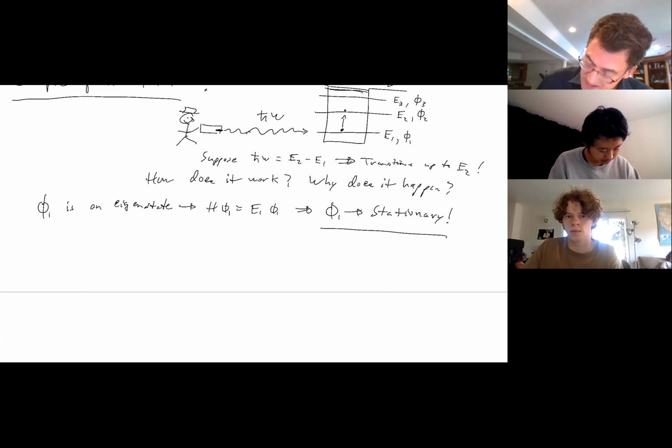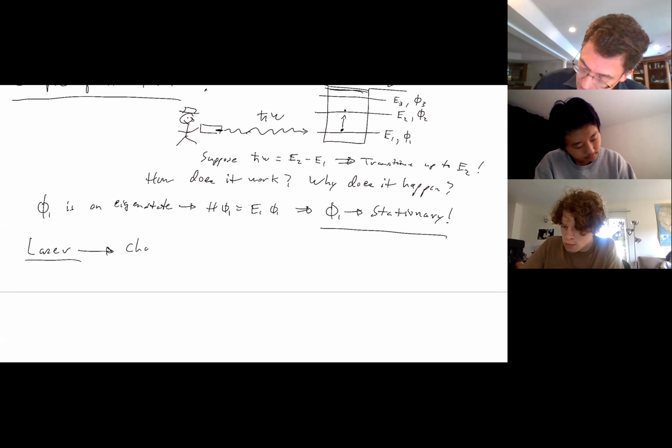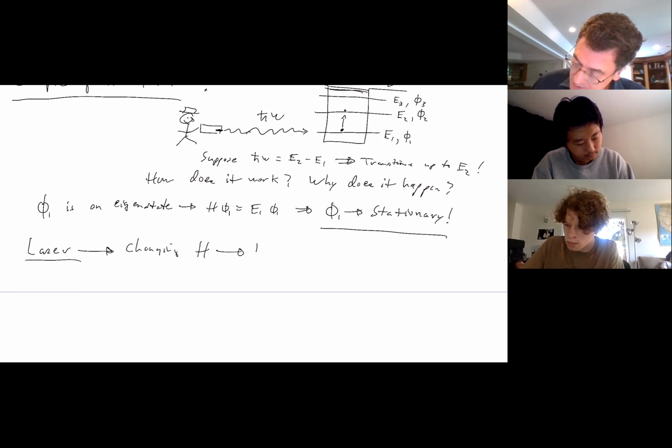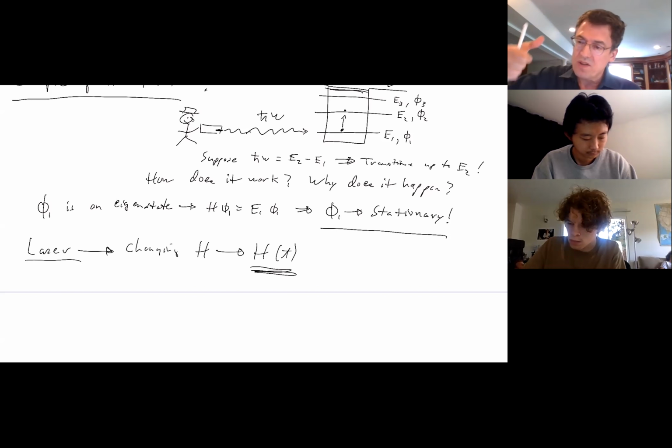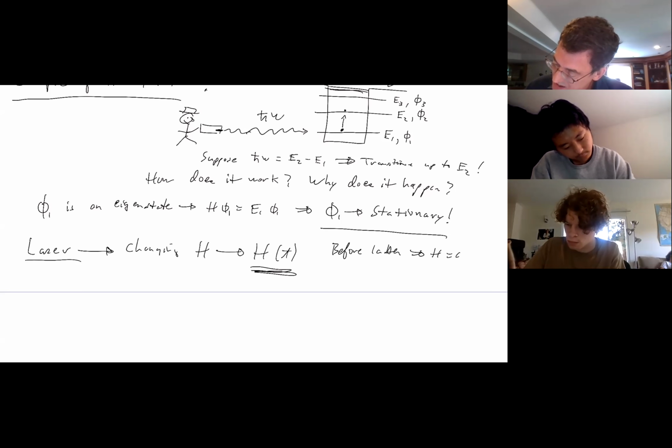And so basically what's happening is that the laser is changing H to a time-dependent Hamiltonian. Before the laser, I had H equals a constant.